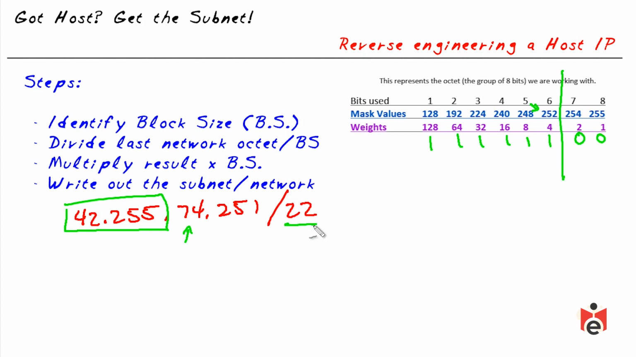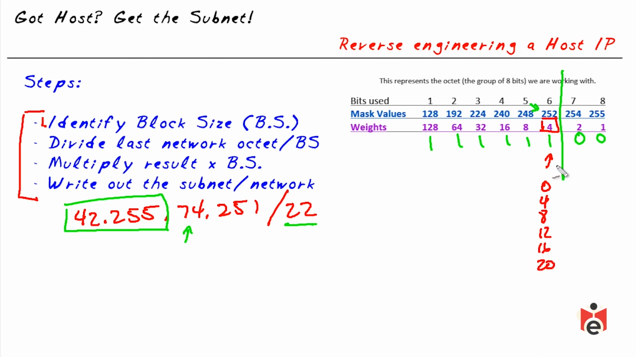All right, so how do we reverse engineer this? So here's our process. Item number 1, identify the block size. We know how to do that. We're looking at the least significant bit of the mask. It happens to be right there. The block size is a block size of 4. Now what we could do is we could say, okay, the block size is 4. Our subnets are 0, 4, 8, 12, 16, 20, etc.